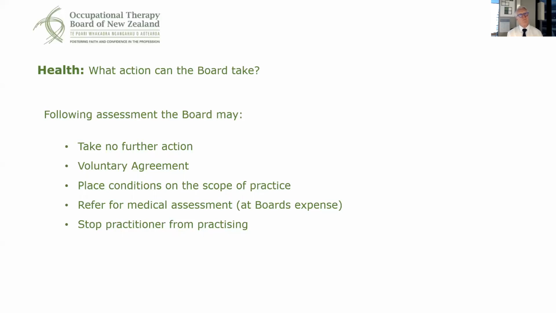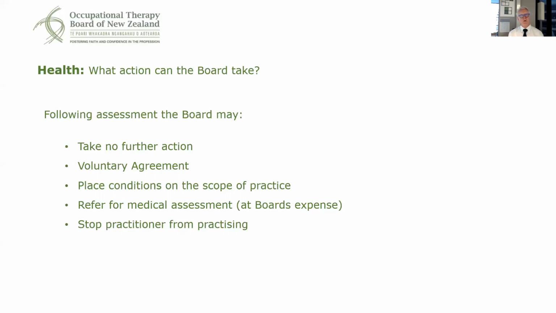We could ask people to enter into a voluntary agreement. As the term suggests, this is voluntary, and it depends on the person accepting the agreement. So a voluntary agreement might be that the board receives reports from their general practitioner or specialist that they may be seeing. That's just to help us keep a check that things are okay and the person's health is being monitored, and that it's not affecting their practice. We can place conditions on the scope of practice of a practitioner. So we might require them to have supervision. We might require them to tell their prospective employer or employer that they have a health condition.